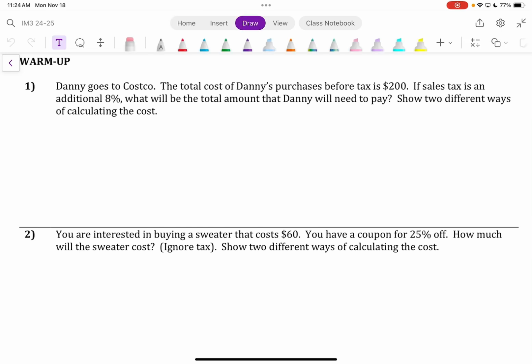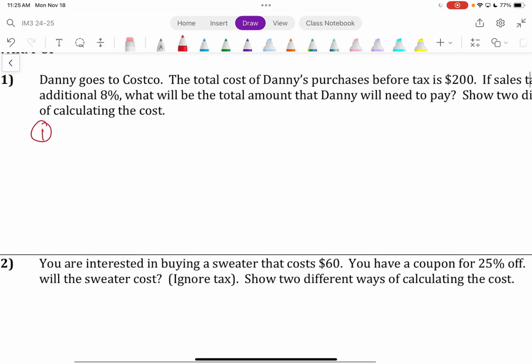Now, as I walked around, I did notice that you were able to translate this percentage, this 8%, into a decimal. That is what you want to do regardless of any approach you decide to take: translate that 8% into a decimal so that you can multiply. Approach number 1 is probably the one that takes longer, but it's the one that most people did. So approach 1 is figuring out, what is 8% of $200?